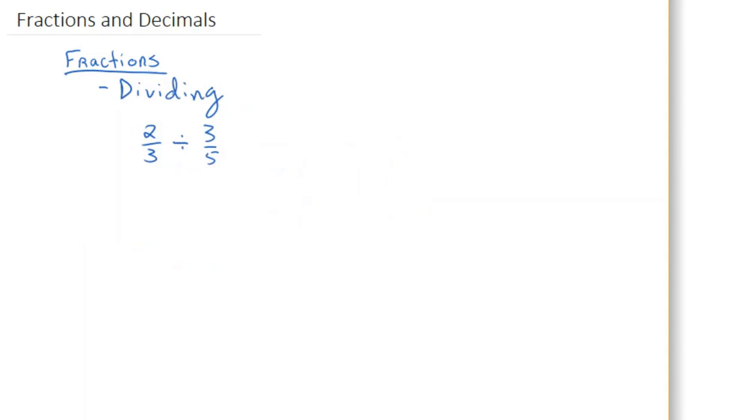Alright, so now we're going to do dividing fractions. And with dividing fractions, this is kind of weird, but the general idea is you're going to take your first fraction, which is 2/3 in this case, you're going to change your operation to multiplication, and then you're going to flip the second fraction over. So you're going to do what we call multiply by the reciprocal.